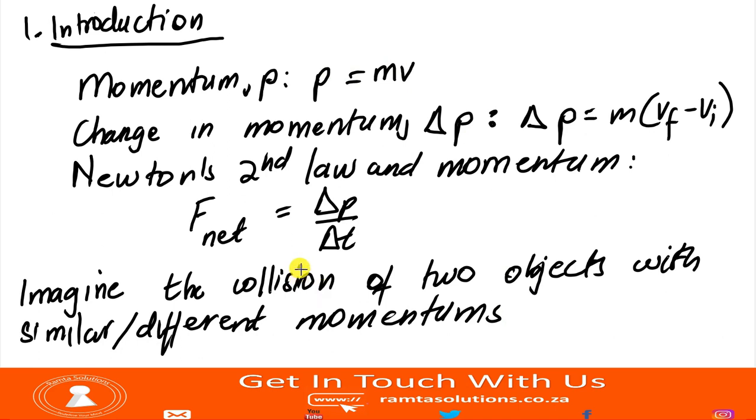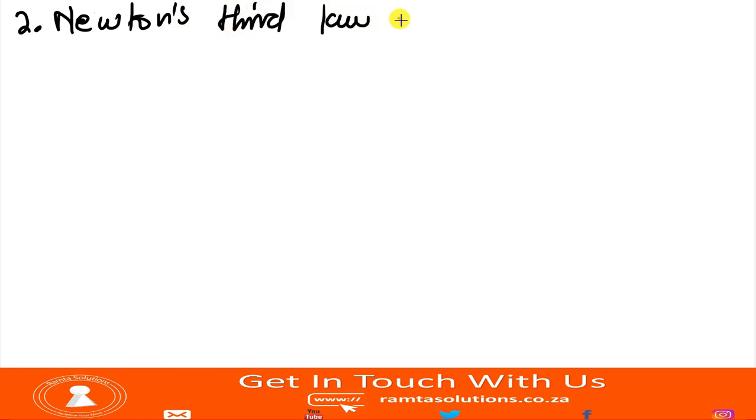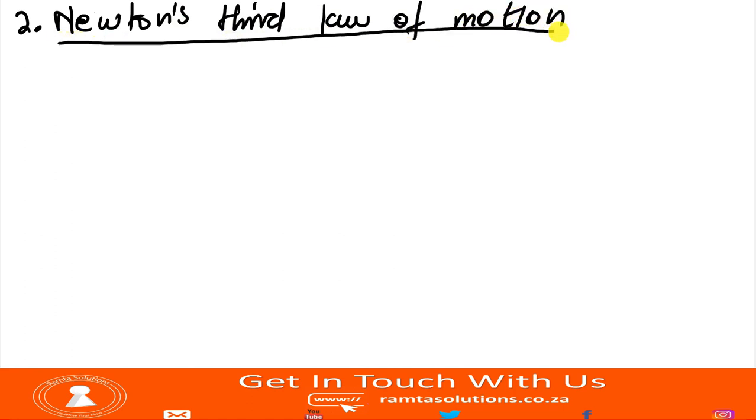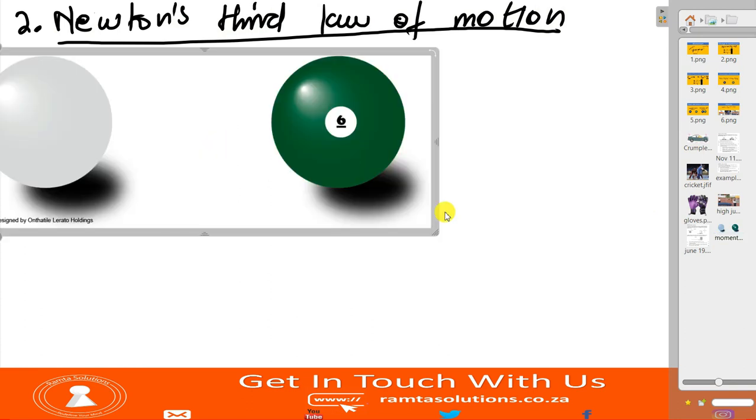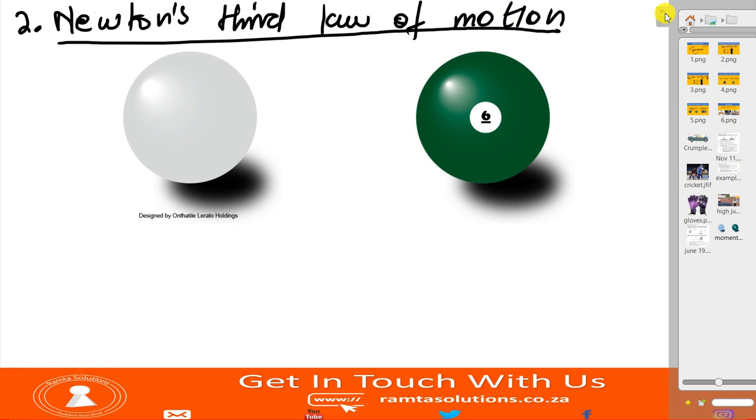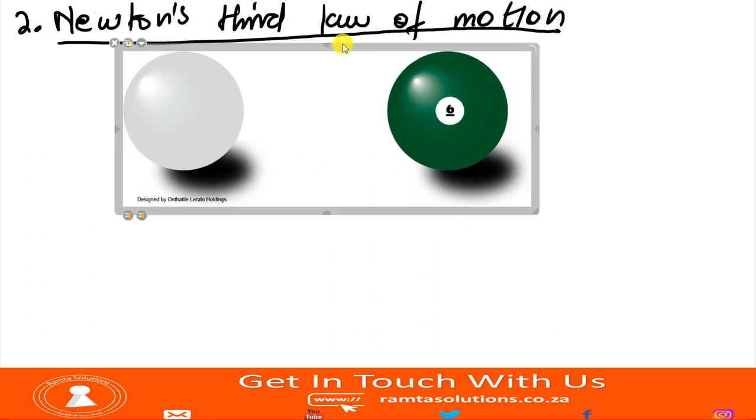Let's remind you, you are now in grade 12. We also did Newton's third law of motion. We're only going to talk about it briefly. And in fact, we're not going to talk about it briefly because it'll lead to something special. If you recall, Newton's third law of motion said, maybe let me insert something here.